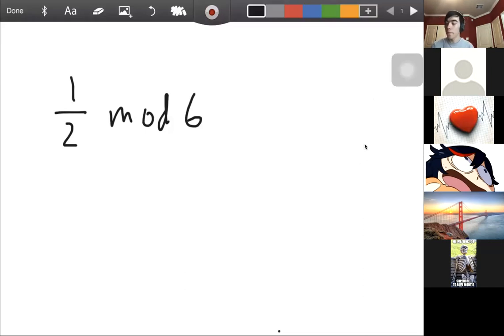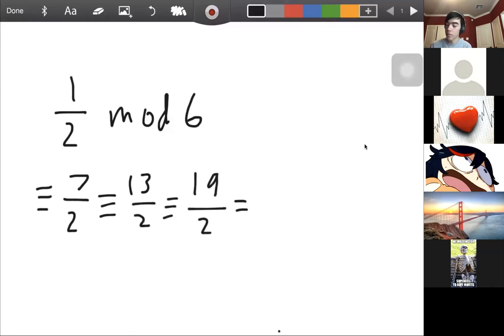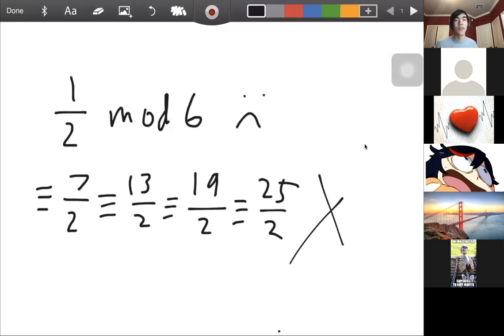So the thing with 1/2 mod 6 is if we try and do what we did before with adding 6 to the top, you'll find that we can never actually get something that's divisible by 2. That's because we're adding something that's even to the top, so the top will always stay odd no matter what we do. So there's no way we can get it to be divisible by 2. And this is why we can't divide by 2 mod 6. It just doesn't work. You can never actually get an integer. So this is a big sad face.